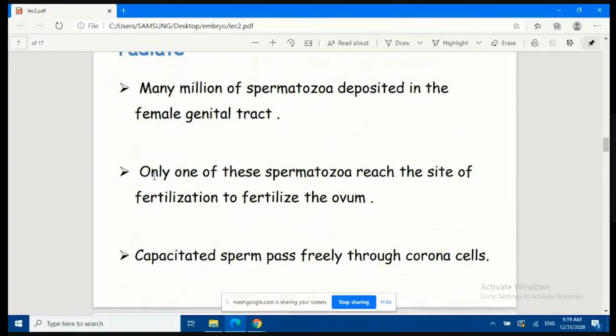Okay, so only just one of these sperms or spermatozoa will reach the site of fertilization. From these many millions of spermatozoa present in the female genital tract, only one can reach the site of fertilization that we mentioned, the ampullary region of the fallopian tube, to fertilize the ovum.